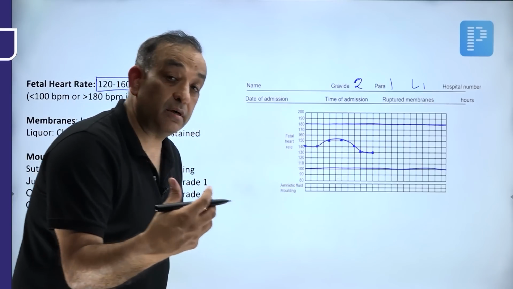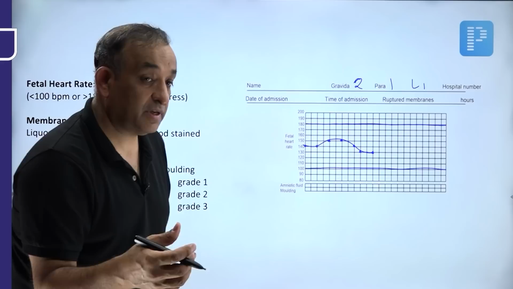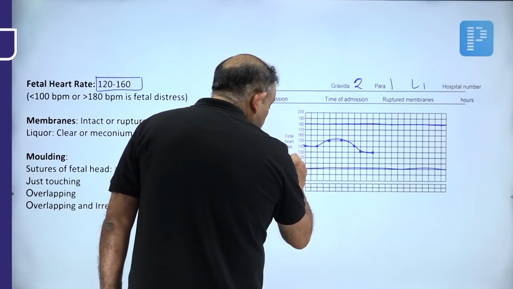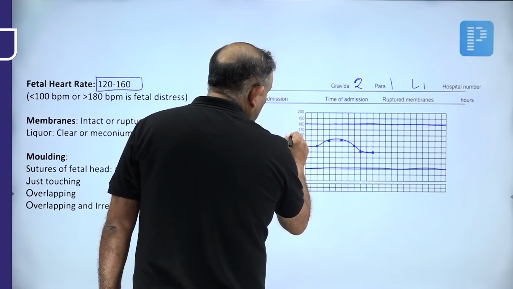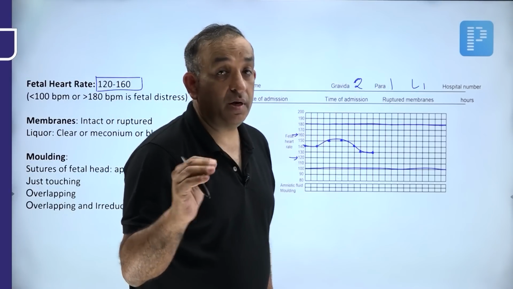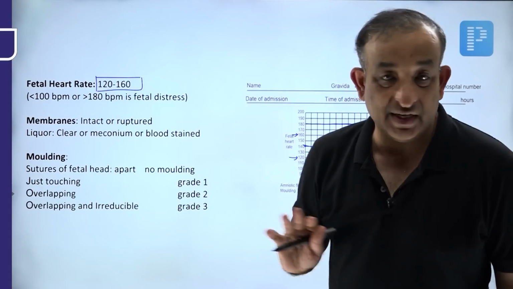But you see, in all the Indian partograms, most of the partograms in the hospitals, they have darkened the line at 120 and at 160. All right. So yes, 120 to 160 is normal. Above that is distress and below 120 is distress.